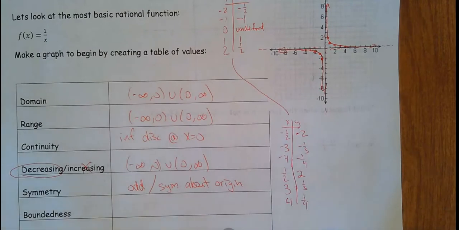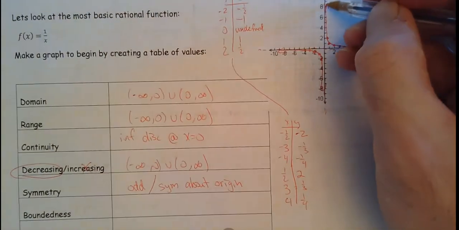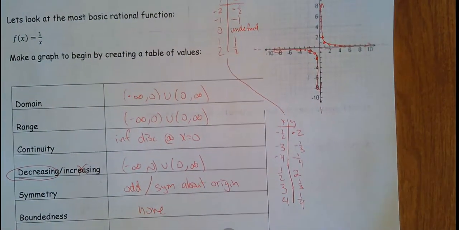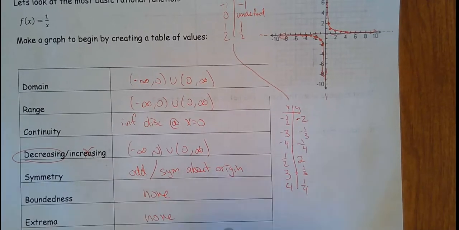Boundedness, is it bounded above or below? No, it goes up forever and it goes down forever also. Going up forever here, going down forever there. So it is not bounded. Extrema, any mins or maxes, and this one again is none. There's no local extrema, there's no global extrema because it goes up forever, so it never stops. And when we say extrema, we need to have a real number answer, and infinity is not a real number.